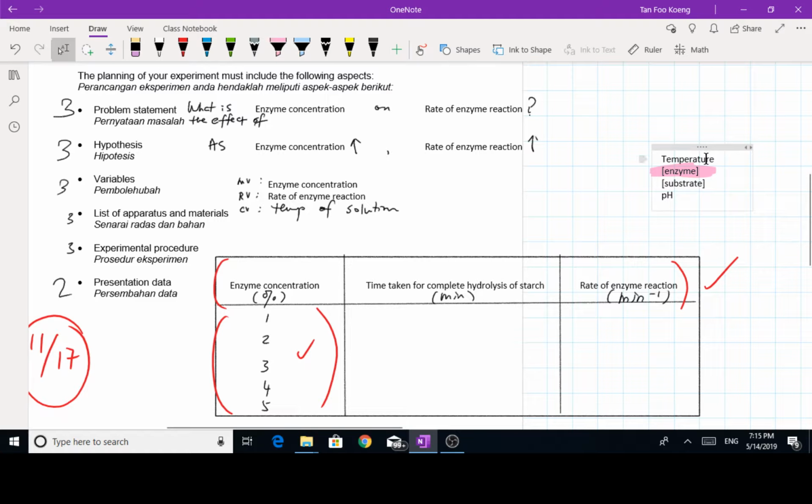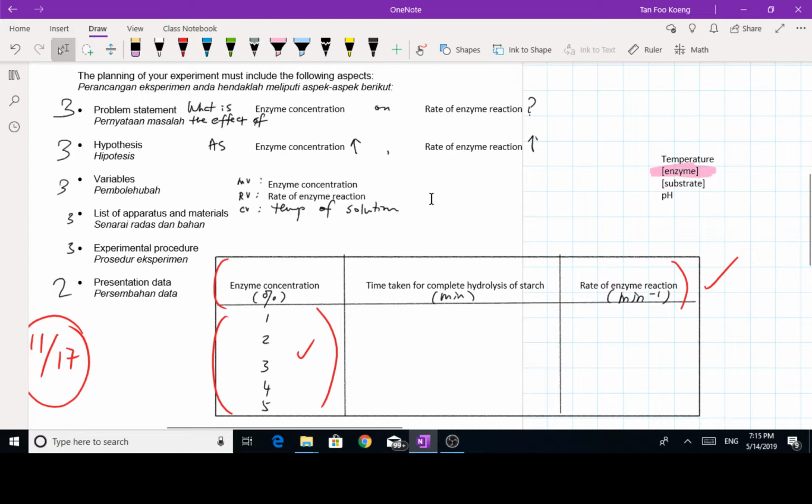Temperature, I need to have a thermometer. Substrate concentration, yeah, I have enzyme, so I should have substrate, so I need to have such. So these are the functional apparatus and material that you can get from the variables. Without enzyme, straight away you get 0 for the list of apparatus and material. Without substrate, 0. Without thermometer, 0.